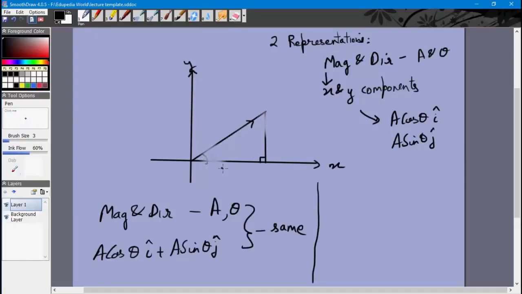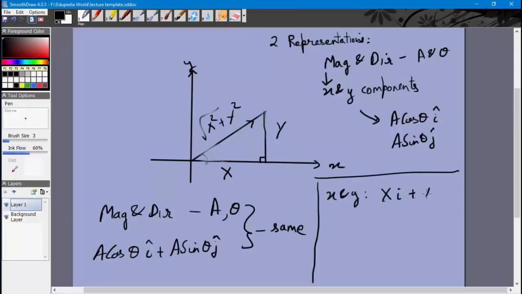So let's say the x component is capital X and the y component is capital Y. Then what is the length of this line segment? That is root of x square plus y square. Now if we are given in terms of x and y components a vector with x I cap plus y j cap, then the magnitude of this vector is root of x square plus y square.